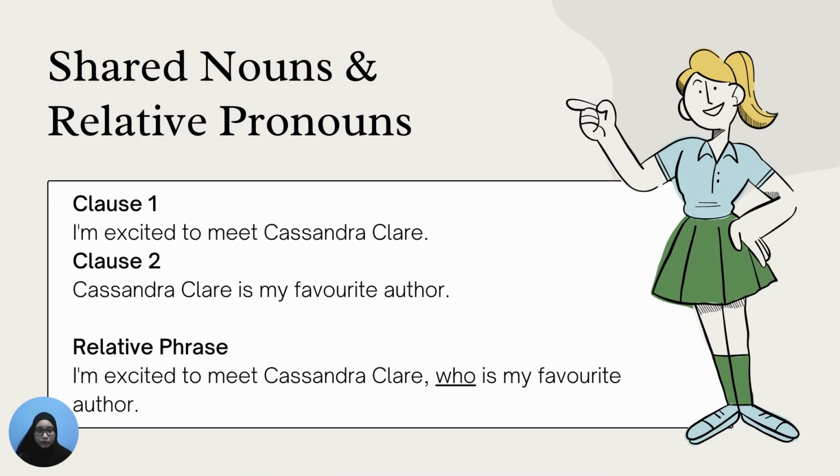Here is an example of having two clauses with shared pronouns as well as a relative pronoun used to create your relative phrase. The first clause, I'm excited to meet Cassandra Clare. The second clause, Cassandra Clare is my favorite author. When trying to combine these two clauses, you can use the relative pronoun who because you are referring to Cassandra Clare, which is a person. So an example of what it sounds like when you combine these two clauses is, I'm excited to meet Cassandra Clare, who is my favorite author.